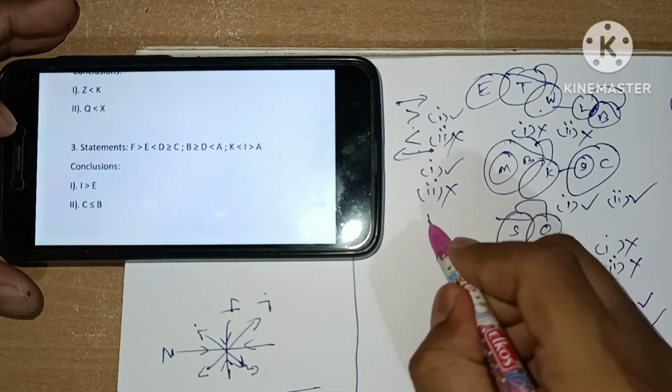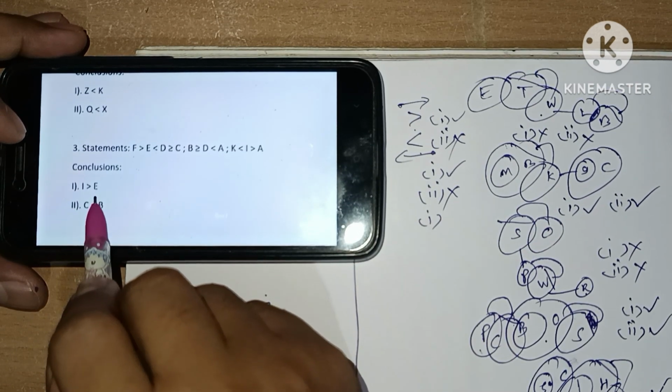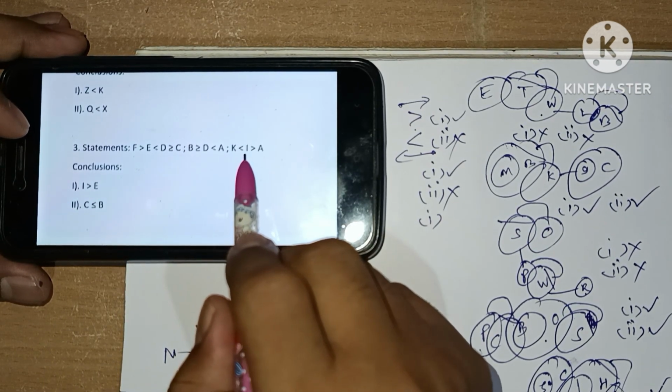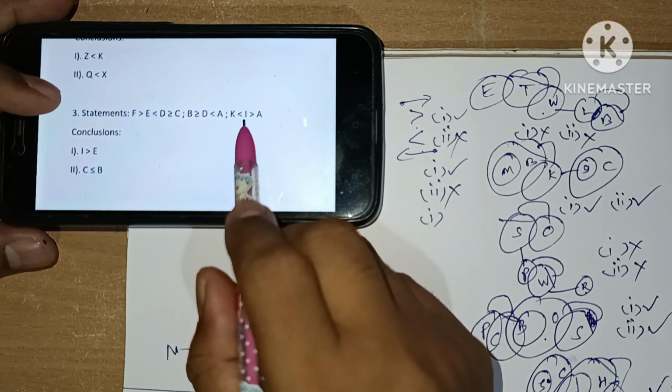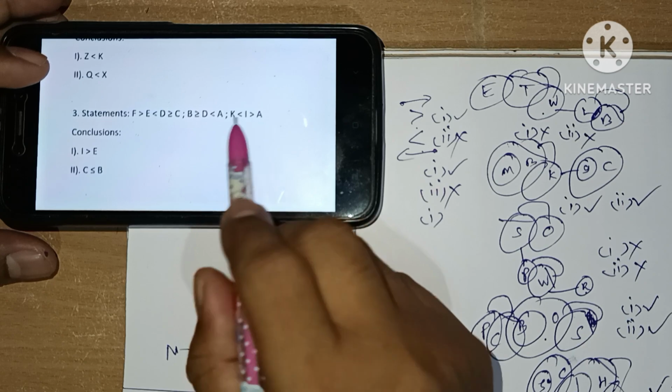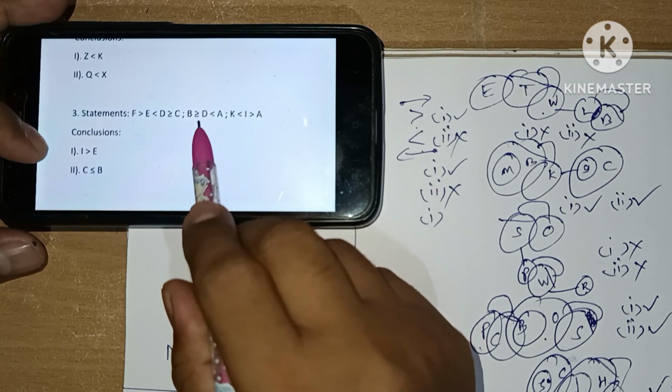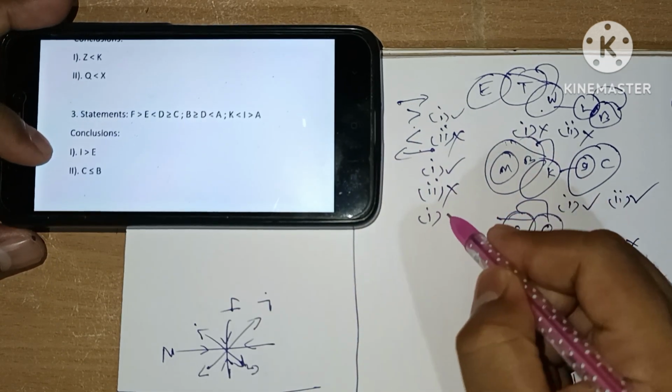Third question, first conclusion, the flow from I to E. From I, we can reach to A. From A we can reach to D. From D we can reach to E. First conclusion will be true.